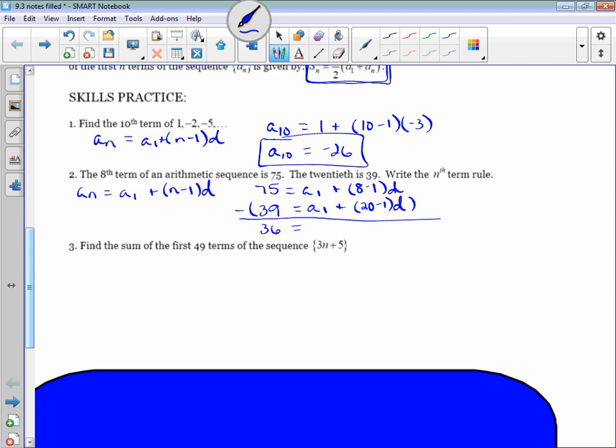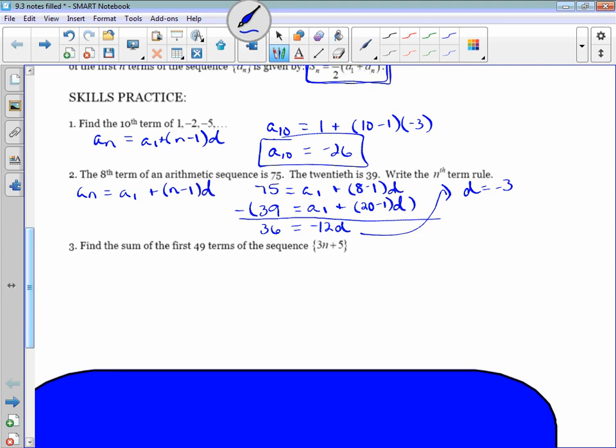All right, the a's are going to be gone. And then this is really like 7d minus 19d. So what is that? Positive or negative? Negative. Yep. Okay, so we'll go up here. What does d equal then? Negative 3. And always check this. The 8th term was 75. The 20th term was 39. Does it make sense that my d is negative? Yeah, it's getting smaller as we go. Okay, so just think through those things. Make sure your answer makes sense.